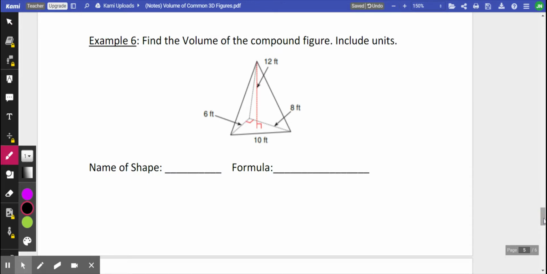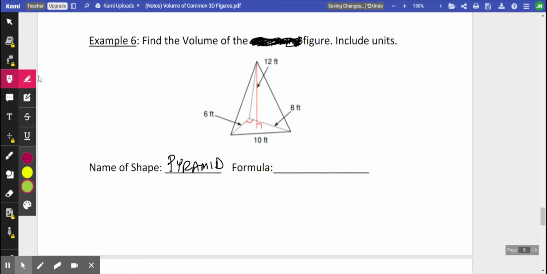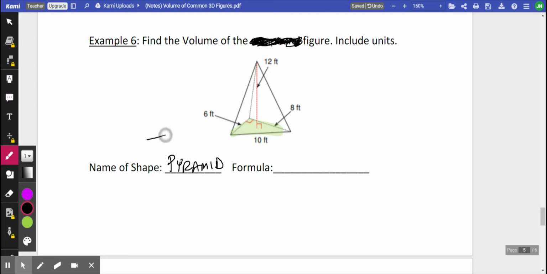So example number 6, find the volume of the, okay, I hate that it says compound figure. Find the volume of the three-dimensional shape. In this case, the three-dimensional shape is called a pyramid. And one of the slices of this pyramid is a triangle. So what do you guys think this is called? So it is not a rectangular pyramid. It is called a triangular pyramid because one of the slices corresponds to a triangle.